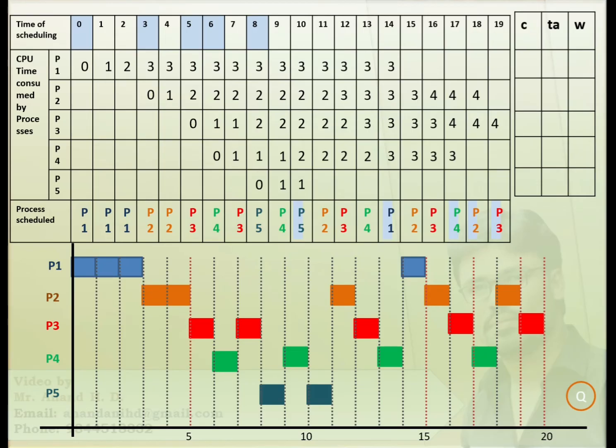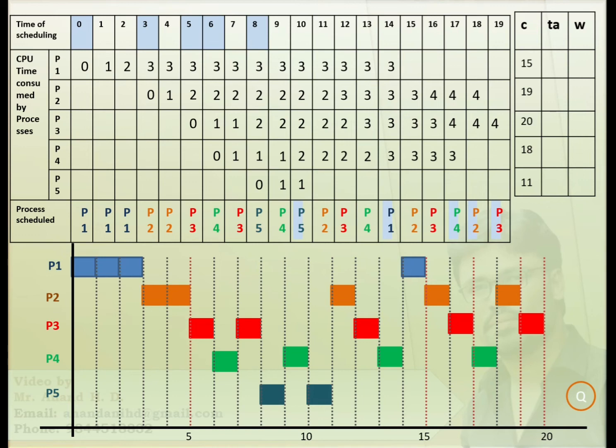the timing diagram. From the timing diagram, it is evident that process P1 completes its execution at 15 time units. Process P2 completes its execution at 19 time units. Process P3 completes its execution at 20 time units. Process P4 completes its execution at 18 time units, and process P5 completes its execution at 11 time units. So these are the completion times of process P1, P2, P3, P4 and P5. Okay. So next we shall calculate turnaround time.